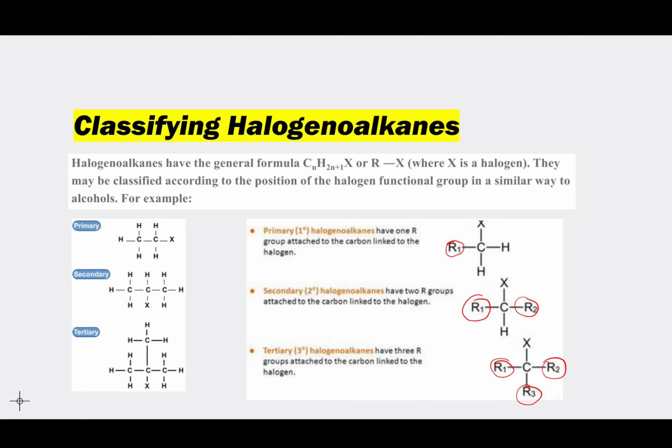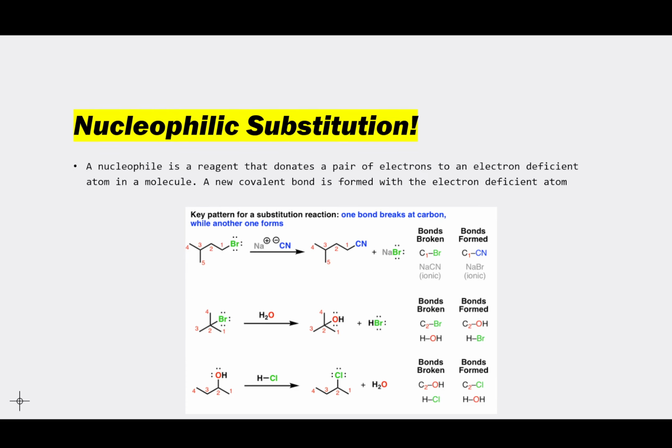All right. So we have that here. So classified halogenoalkanes now: primary, secondary, tertiary. Now let's look at these reactions, right? We have to understand the reaction mechanism of nucleophilic substitution. A nucleophile is a reagent that donates a pair of electrons, right? And in that case, it is a Lewis what? Is it a Lewis acid or a Lewis base?